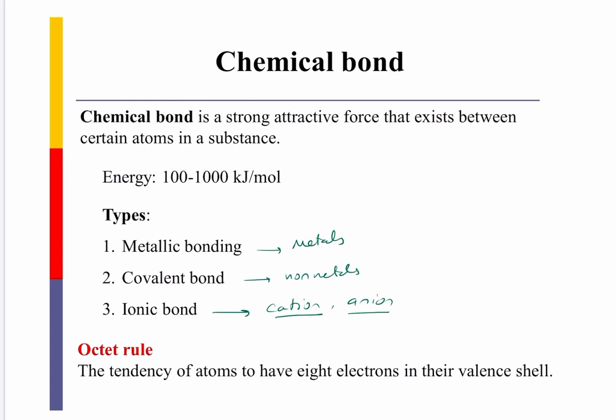Also, we have the octet rule. The tendency of an atom to have 8 electrons in the valence shell, because if we have 8 electrons, it is a noble gas configuration. It is more stable, highest stability. It's very important for this stability.